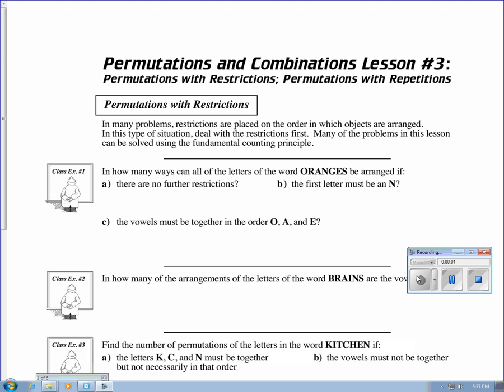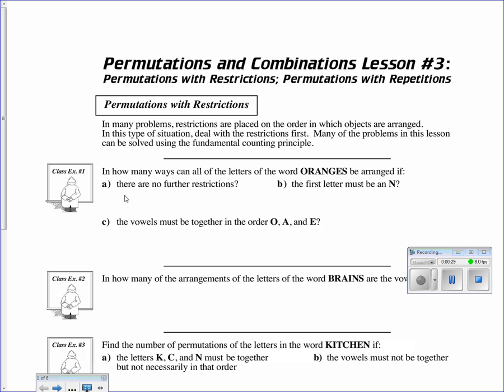We continue with similar work trying to deal with the permutation formula, but also trying to mimic or deal with the fundamental counting principle. For example, in how many ways can all of the letters of the word oranges be arranged if there were no further restrictions? Well, how many letters are in the word oranges? 1, 2, 3, 4, 5, 6, 7. So there would be 7 factorial ways of arranging those letters.